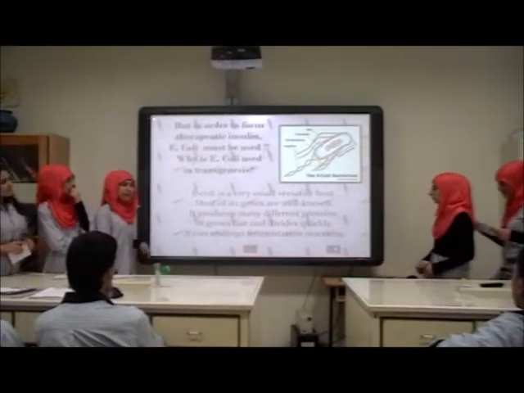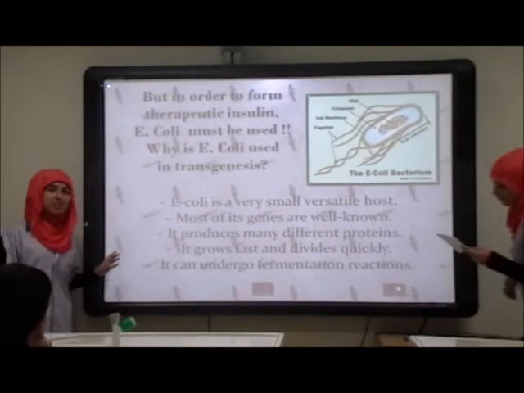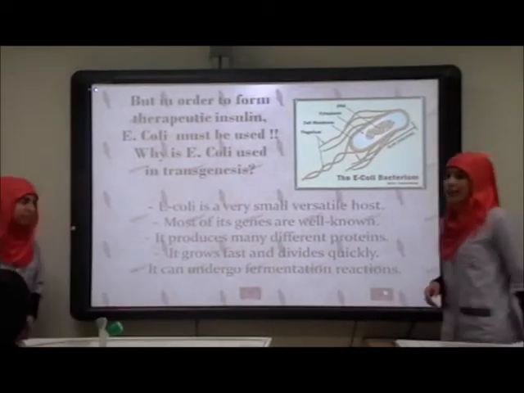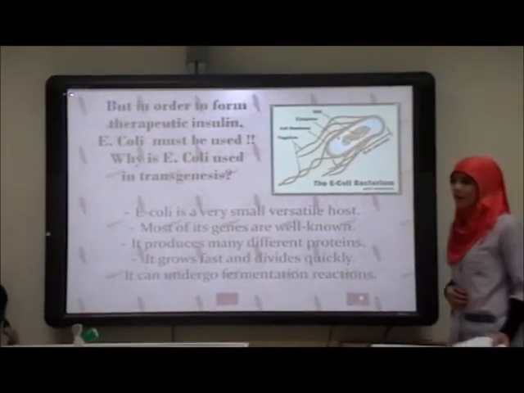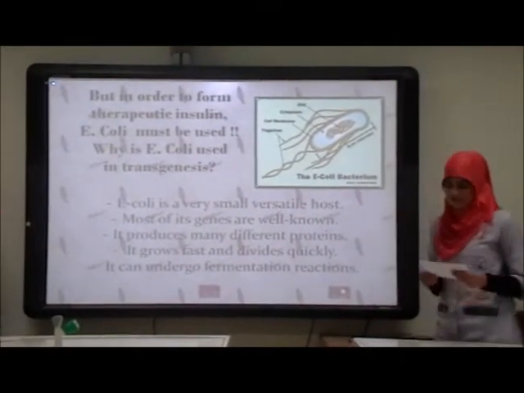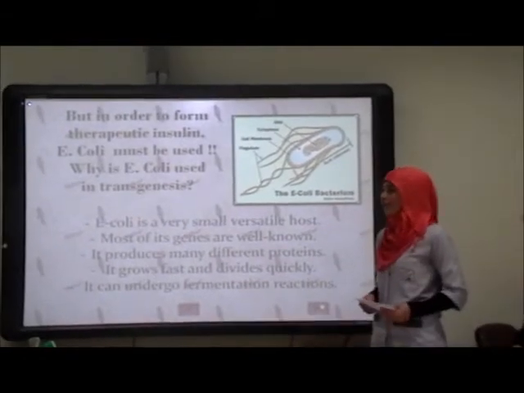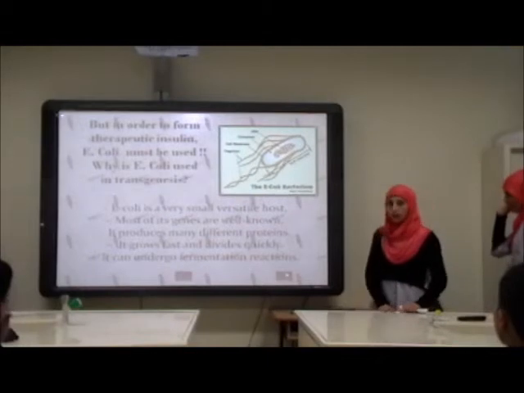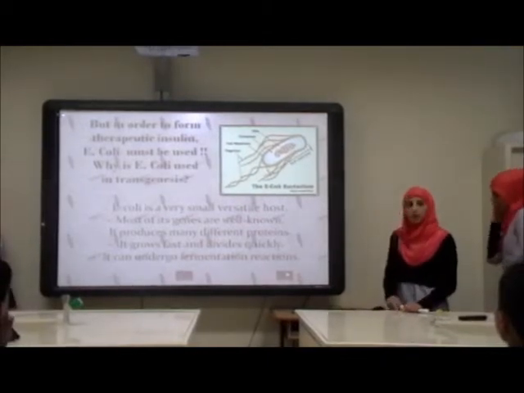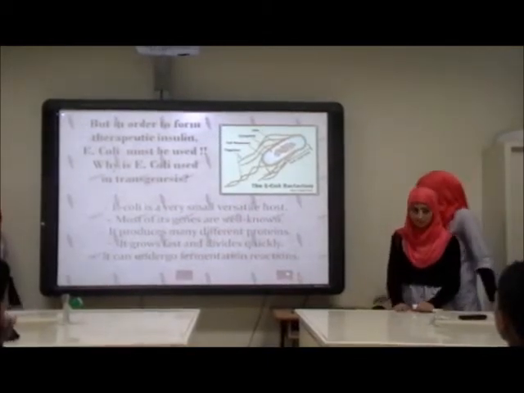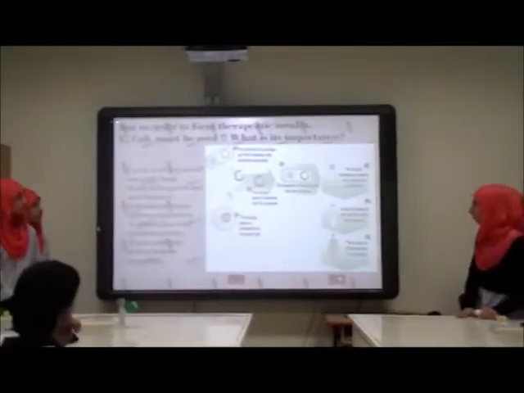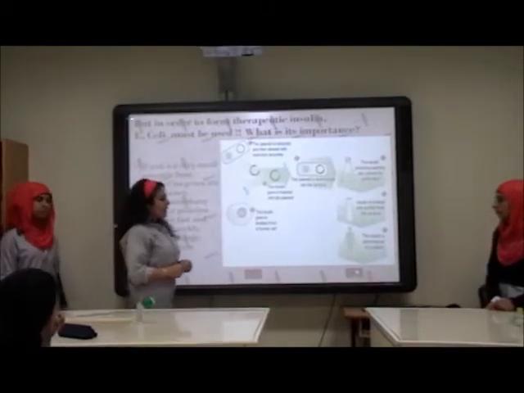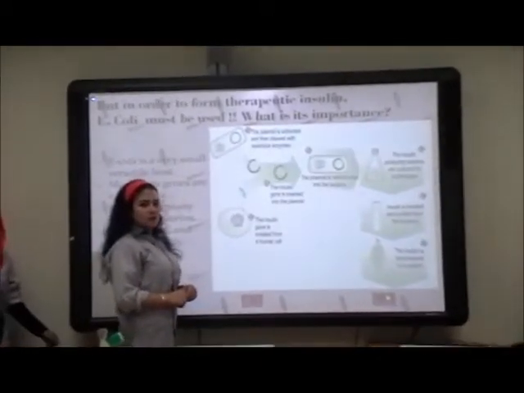But in order to form a therapeutic insulin, E. coli must be used. So what is the huge importance of E. coli? E. coli is a very small versatile host. Most of its genes are well known, and it produces many different proteins. It grows fast and divides quickly, and it can undergo fermentation and reaction. By this way, we can produce human insulin by using E. coli.